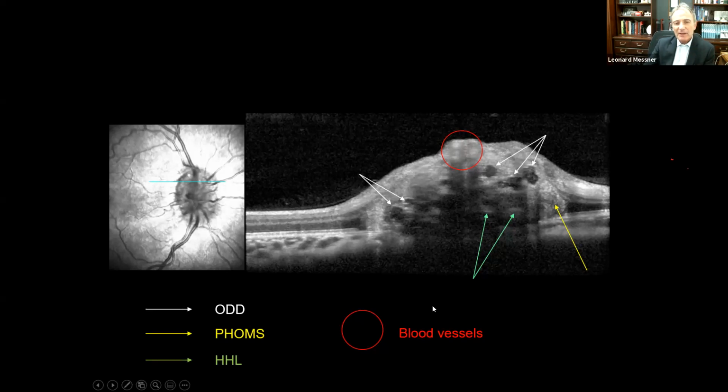But the other thing that I think is noteworthy is that you can see the drusen showing up with these signal poor cores. Retinal blood vessels do not have the signal poor cores. And in actuality, there are hyperreflective cores to retinal blood vessels.